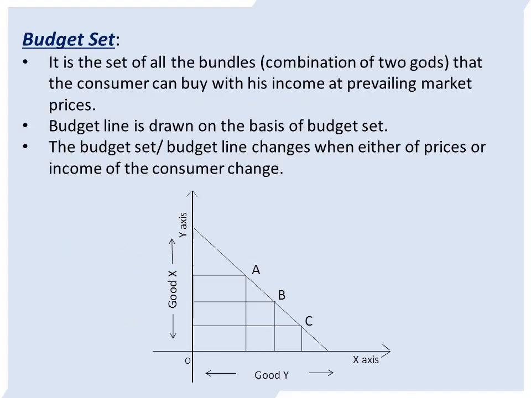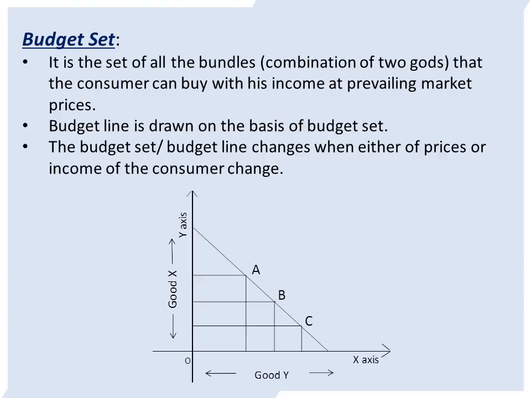Now we come on to the term budget set. It is the set of all the bundles, combinations of two goods, that the consumer can buy with his income at prevailing market prices. So budget set refers to all the combinations which we have done on budget line. 100 रुपए के अंदर हम कितने combination बना सकते हैं दो goods के, that is budget set.